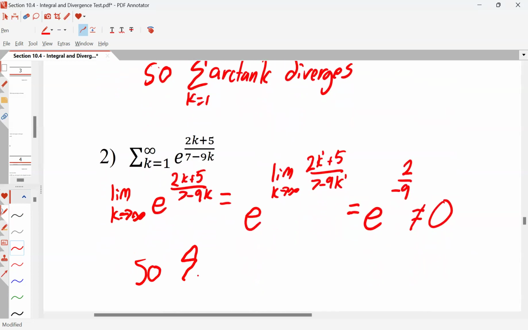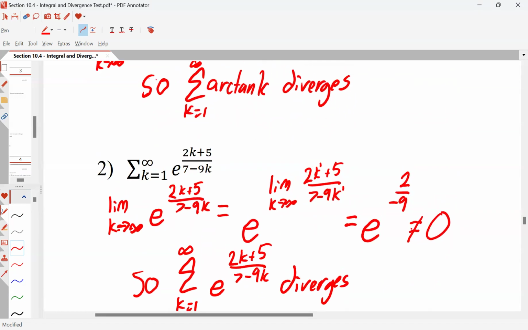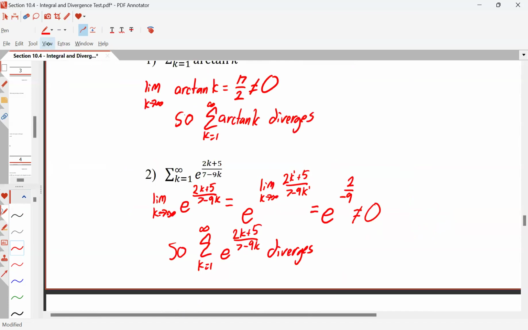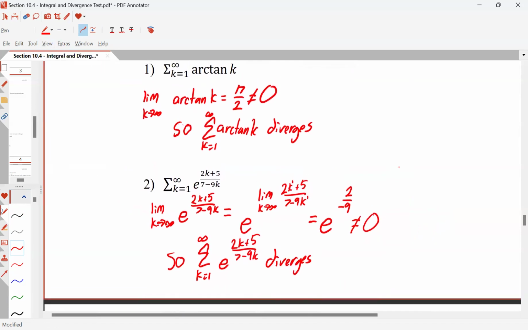So the series k equals 1 to infinity of e to the (2k plus 5) over (7 minus 9k) diverges. And for both of these, something we need to add on, if this was a formal need to write out our full answer, is that we know this is true by the divergence test.